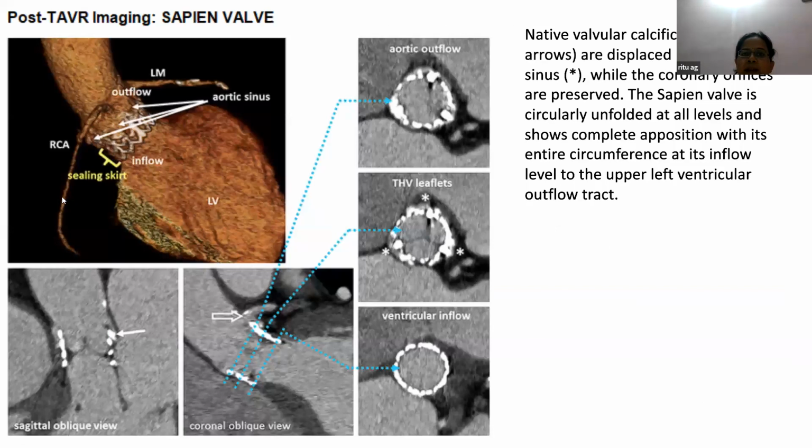So this is post-TAVR imaging of how a Sapien valve looks. You can see that is a metal strut, and these are the bioprosthetic leaflets. The valve is placed into the annulus and the aortic sinus. The native valve is displaced on the periphery, and the valve is clearly well apposed. There is nothing like a nodular calcium or something sitting outside, preventing the complete opening of the valve. So it should be completely open, unfolded at all levels.